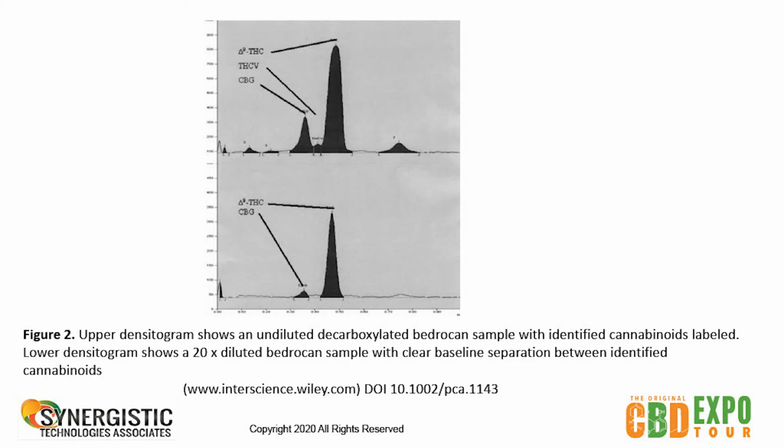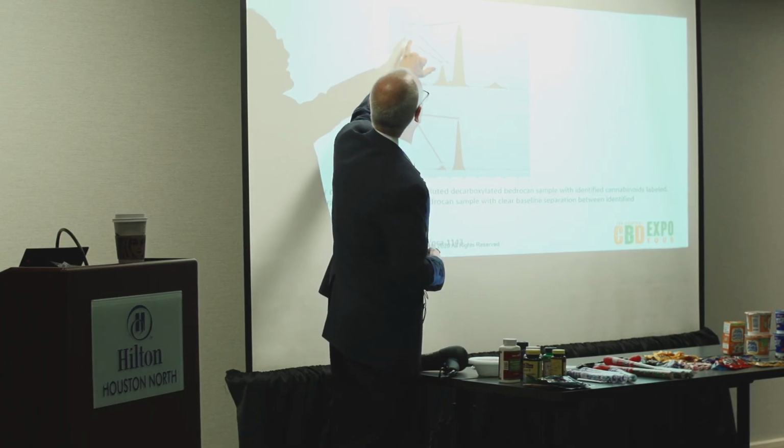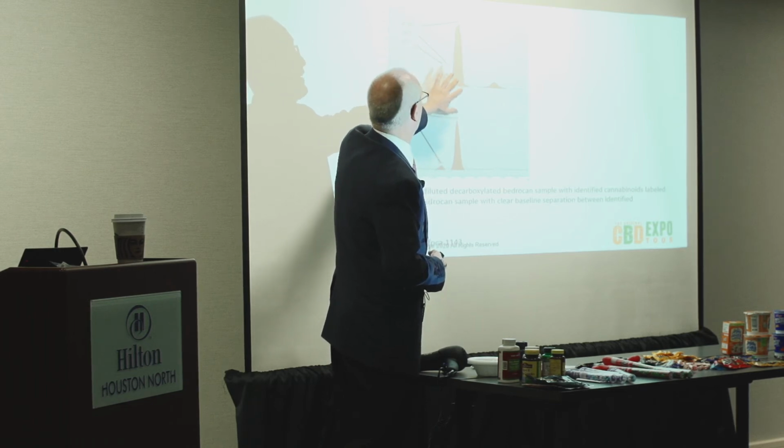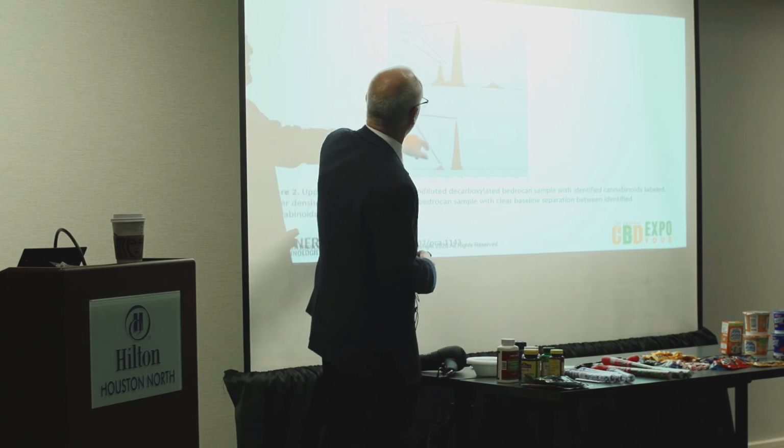So when you're looking at those two things, this is a thin layer chromatography, but they look at the density of the peak, so it turns into more looking like a chromatogram, but it's a densigram. Same thing here. Here's your delta 9, here's your THCV, here's your CBG, and you can tell very quickly at this concentration versus the one here, I think it's a 20-to-1 dilution.